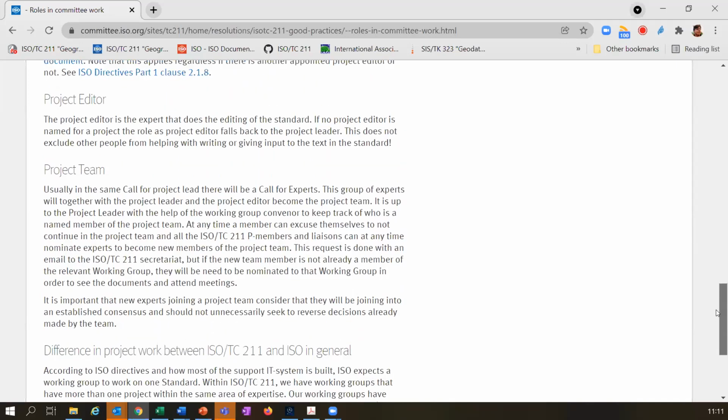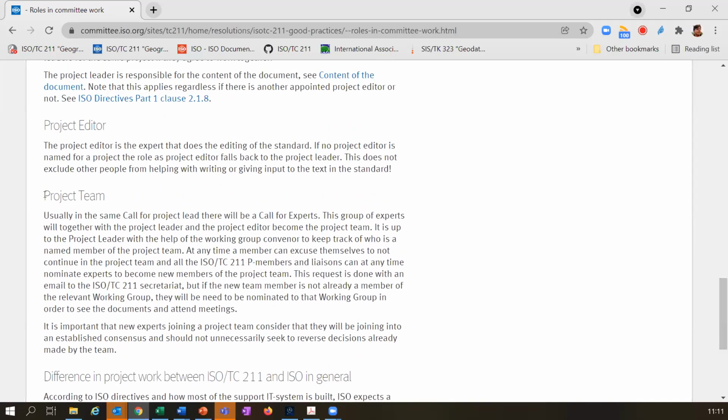For instance, project team, there is nothing in the ISO directives talking about project teams. Project teams is something that we have adapted for ISO TC211 because we have working groups that are working with more than one standard. ISO itself counts a working group to contain one standard, but that's not how we're doing it in TC211. So we needed to break down a working group into smaller parts, and we call that the project team.